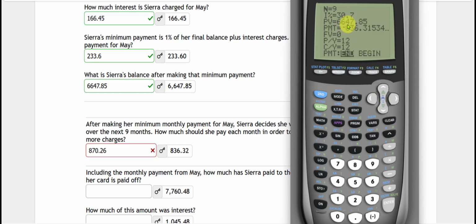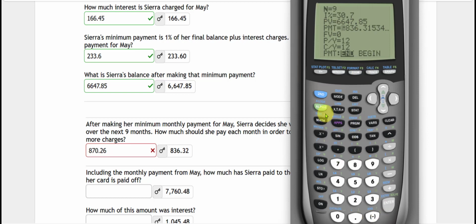The present value is 6647.85. This is the amount that we have at the moment. And then the future value, we want that to be 0 because we want to pay off everything by the end of the 9th month. And then this is 12 payments a year, right? So monthly, so we put 12 and 12 here. And this is the monthly payment.